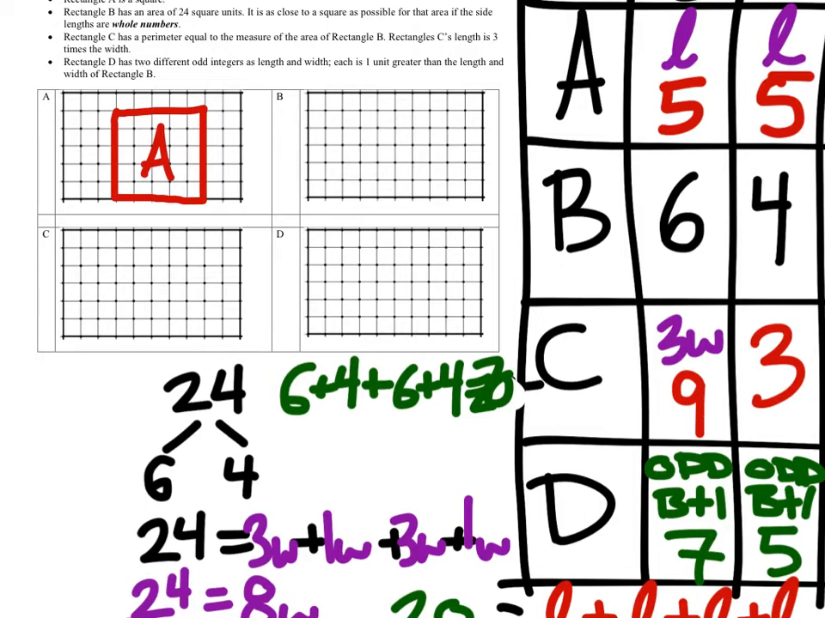B was a 6 by 4. So I got 1, 2, 3, 4, 5, 6. 1, 2, 3, 4. Bam, there's a 6 by 4 rectangle, which we are calling B. C is 9 by 3. So I'm going to do 1, 2, 3, 4, 5, 6, 7, 8, 9 by 3.